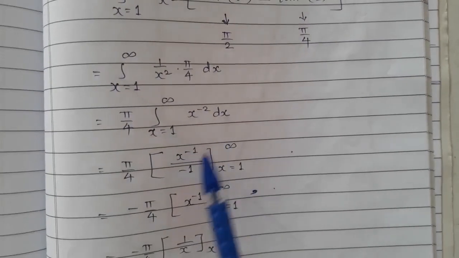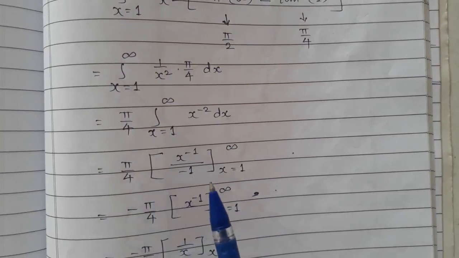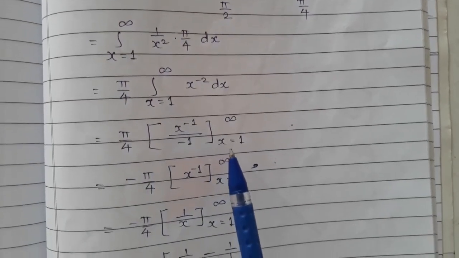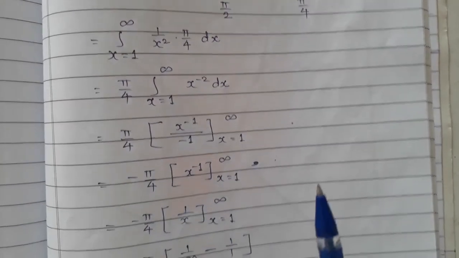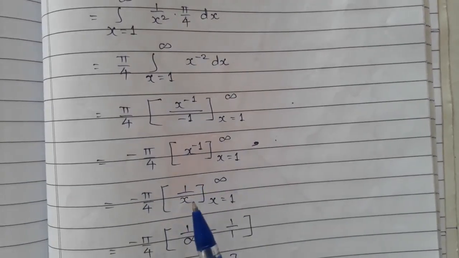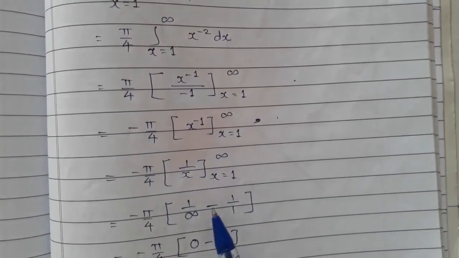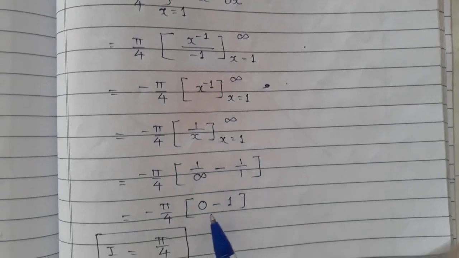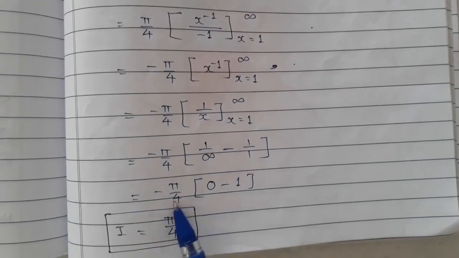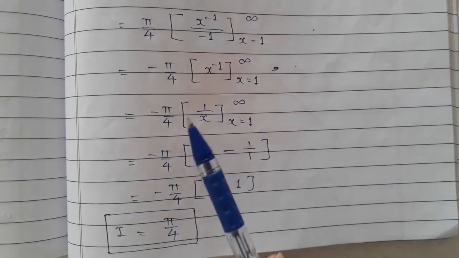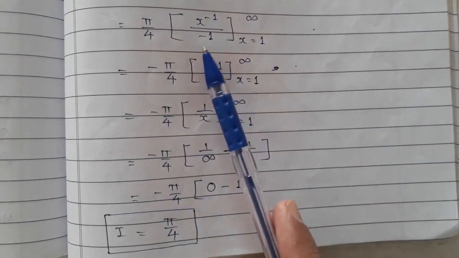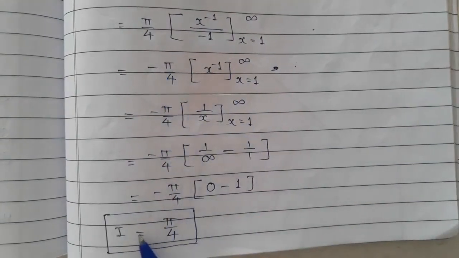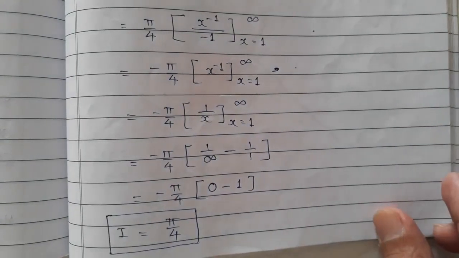The integration of that is x raised to minus 1 upon minus 1, x running from 1 to infinity. So actually it is 1 by x, x from 1 to infinity, that means 1 by infinity minus 1 by 1. So it is 0 minus 1, and already there is minus pi by 4. The minus sign is here, from this it is taken out. So the final outcome is I is equal to pi by 4.